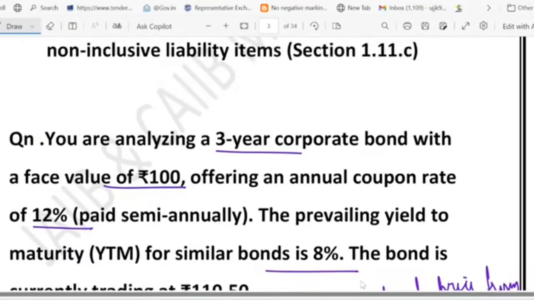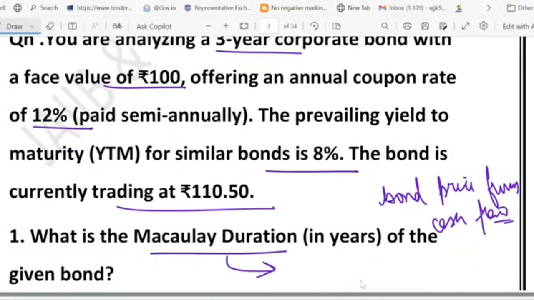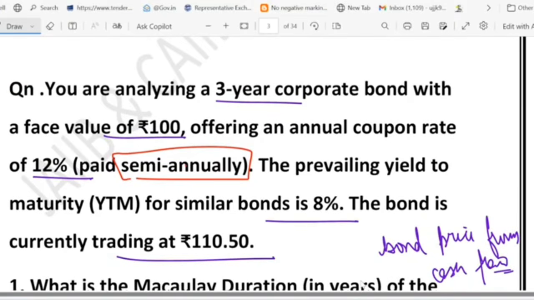Now, as you can see here, this particular bond is paid semi-annually. What is the meaning of the term semi-annually? You know it very well: twice a year. Since this bond pays a semi-annual coupon, that means 2 payments per year for 3 years. Can you tell me how many periods there will be? In every year, 2 periods, and the total is 3 years, so it will be 6 periods in total.